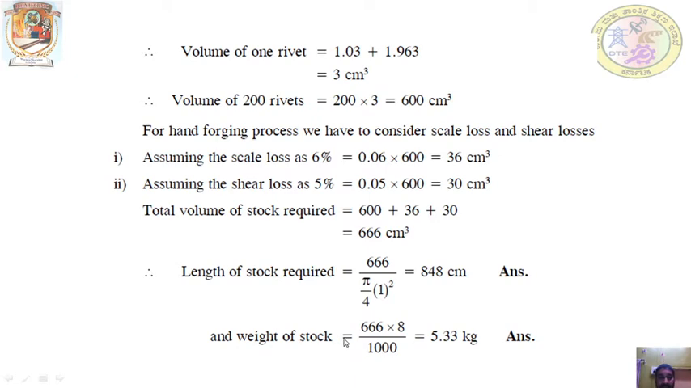And the weight of the stock is volume multiplied by density, that is 8 divided by 1000, so 5.33 kg is required for preparing 200 such rivets. Okay.